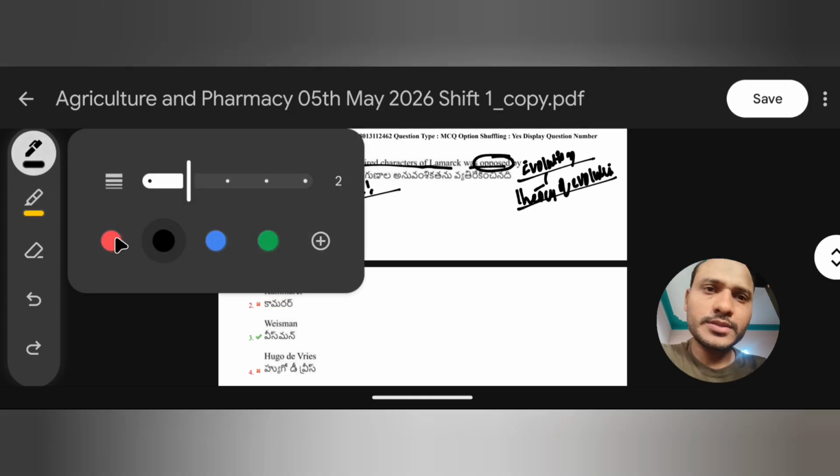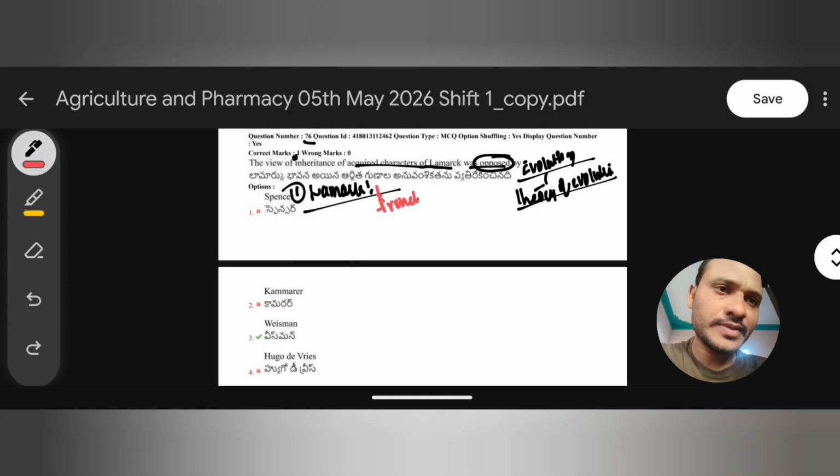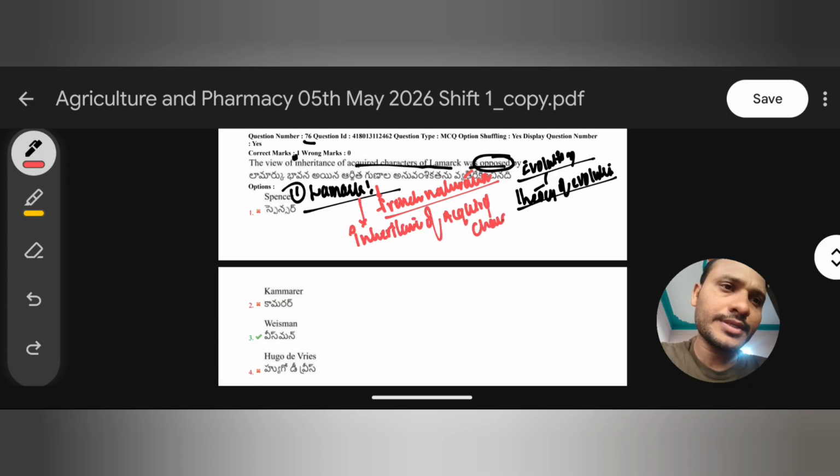About Lamarck: Lamarck was a French naturalist and he proposed a theory, the theory of inheritance of acquired characters. He proposed this theory based on one principle. That principle is the use and disuse of organs. This is the main principle on which he proposed this theory.